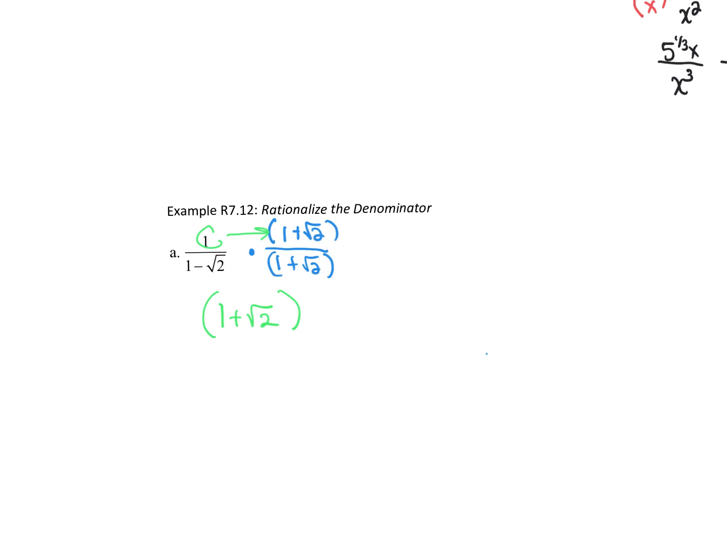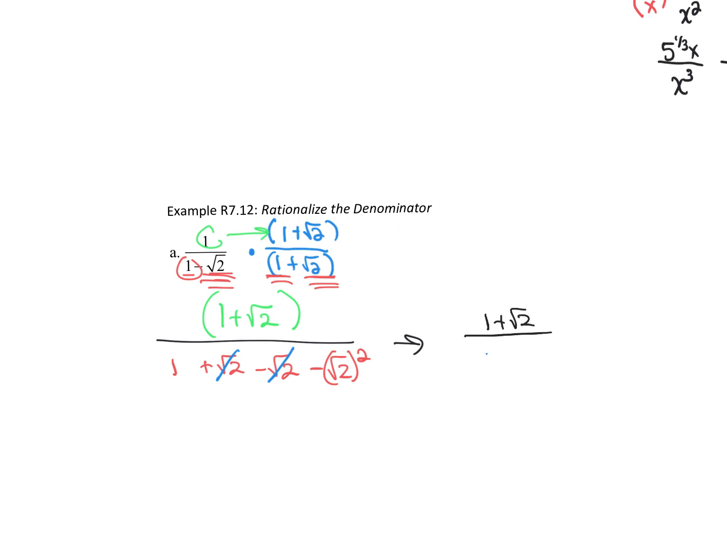On bottom, I'm going to have to FOIL. So 1 times 1 is 1. 1 times root 2 is plus root 2. Negative root 2 times 1 is negative root 2. Negative root 2 times positive root 2 is going to be negative root 2 squared. These two are going to cancel off. So I have 1 plus root 2 on top over 1 minus square root of 2 squared, which is 2. So this is 1 plus root 2 all over a negative 1.